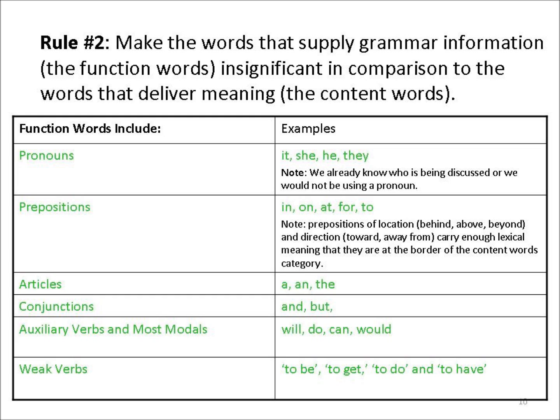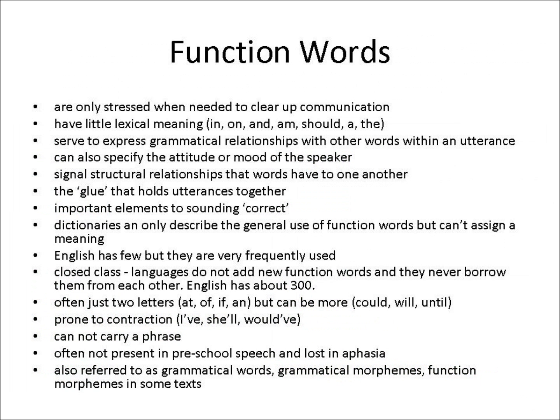Articles are generally reduced. Conjunctions, auxiliary verbs, most modals, and the weak verbs to be, to get, to do, and to have are generally reduced in normal speech. Function words are a really interesting category of words. They're only stressed when we need to clear up communication. For example, if I told you you could have a cookie and I saw you grab 5 of them, I might say, wow, I said a cookie, in which case I'm emphasizing the function word so that it's clear that something was not as expected.